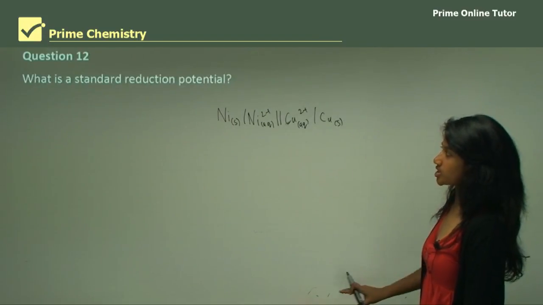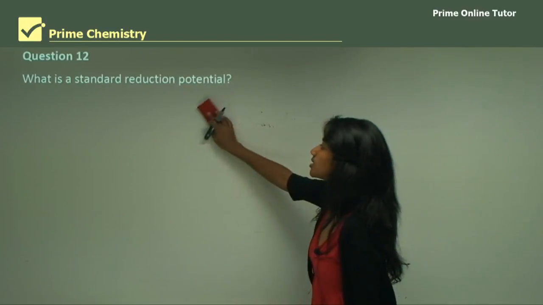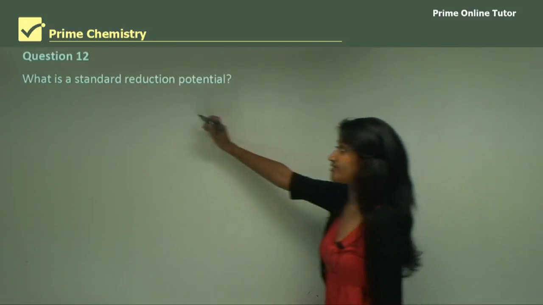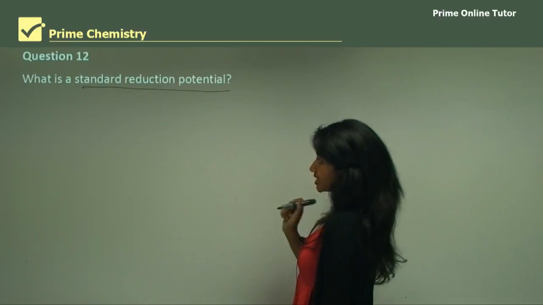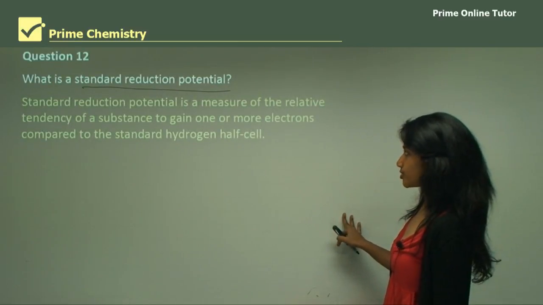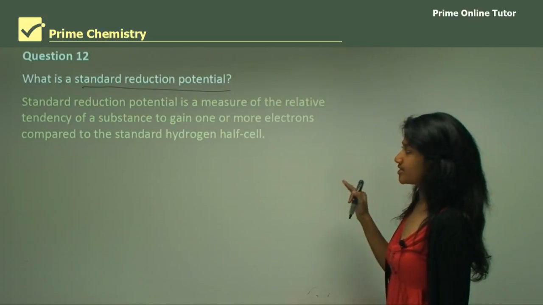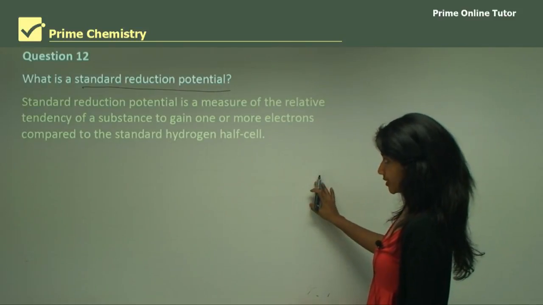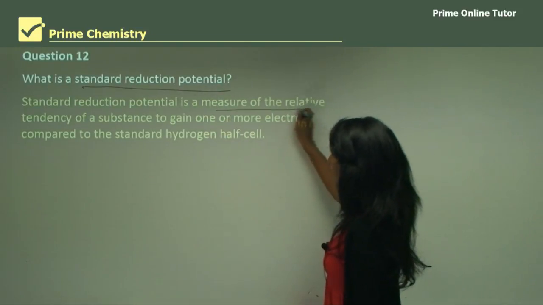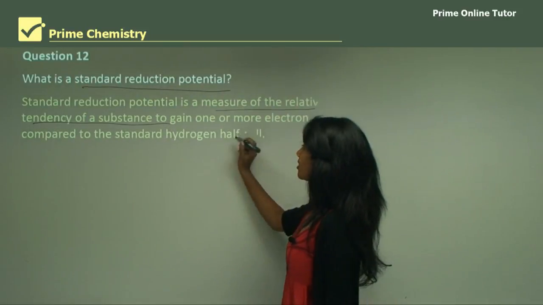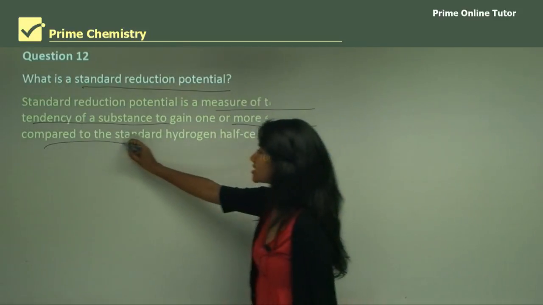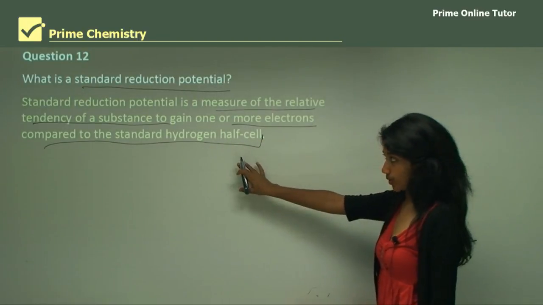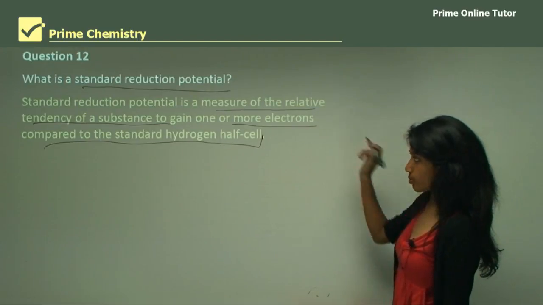Now let's move on to question 12. Question 12 asks, what is a standard reduction potential? Now here you have to give the definition of a standard reduction potential. Standard reduction potential is a measure of the relative tendency of a substance to gain 1 or more electrons compared to the standard hydrogen half cell. Now it is important to first define it as well as include this part. Because it is a comparison of the standard hydrogen half cell, you have to always include that as well. So this is a good example of the definition.